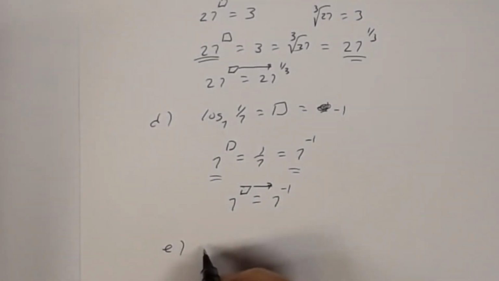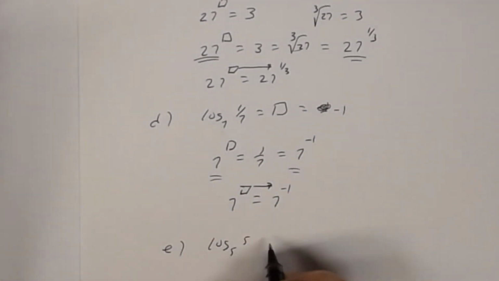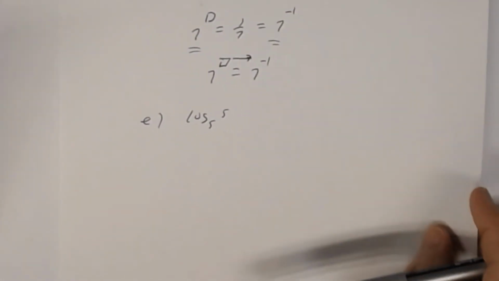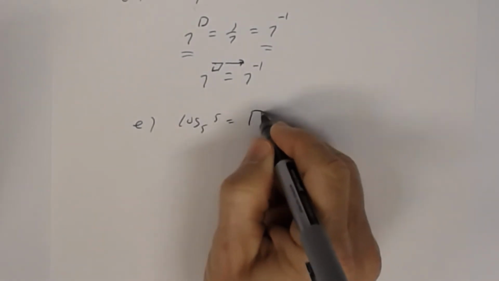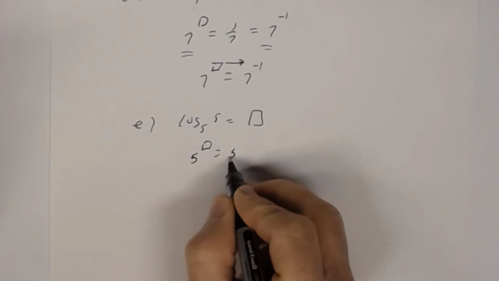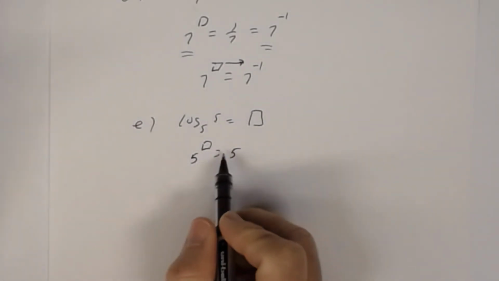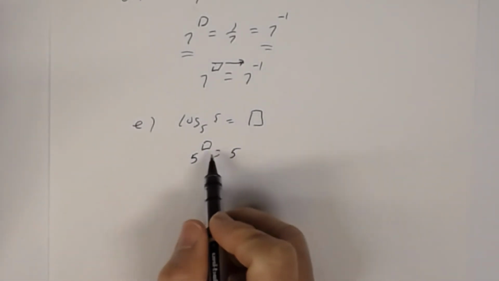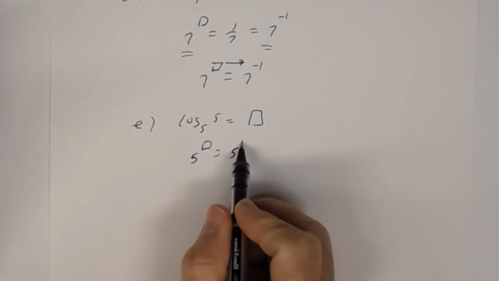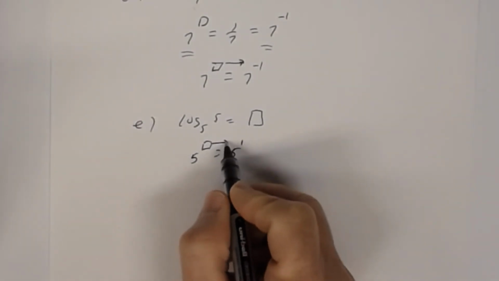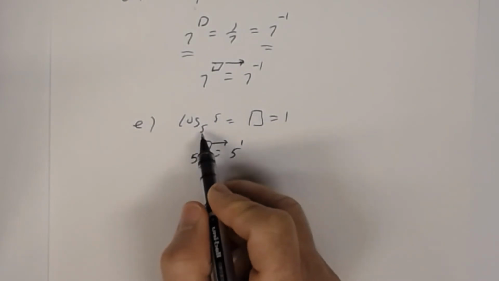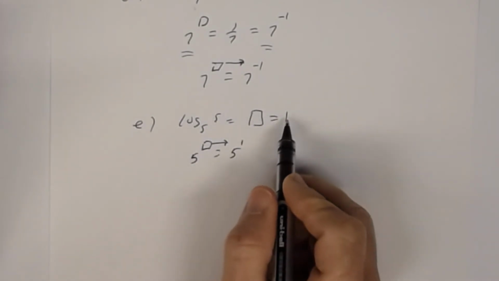Letter E, you have the log base 5 of 5. All right, so again, we're going to change this to exponential. So you're trying to figure out what this is. So I'm going to say 5 to the box equals the argument, which is 5. Now notice this one's easy because already the base is the same, so that means this exponent has to equal this exponent. Well, that's a 1 right here, right? So that means that this box has to equal 1. So the log base 5 of 5 is 1.